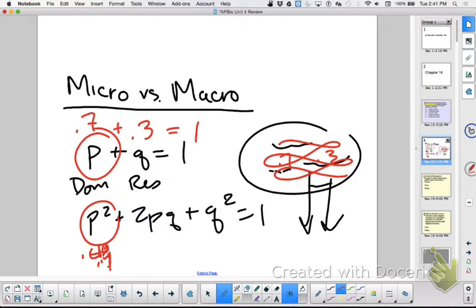0.42, exactly, because I'm going to do my 2PQ. I'm going to do 0.3 times 0.7, 0.21, times 2 is 0.42, 42%. Okay, and how many would be homozygous recessive? 0.09, which would be 9%, right? 0.09 is 9%. So I could have approached it any way.